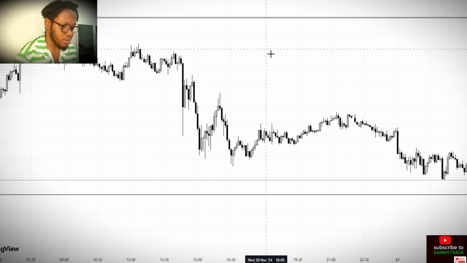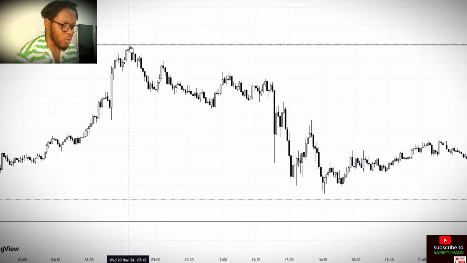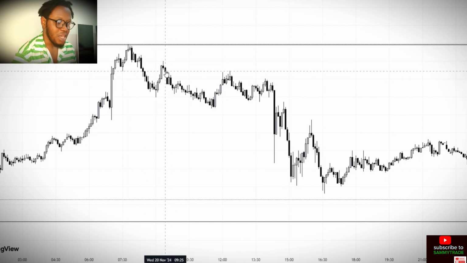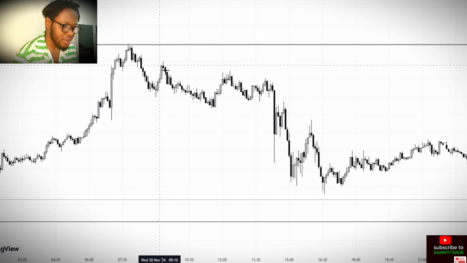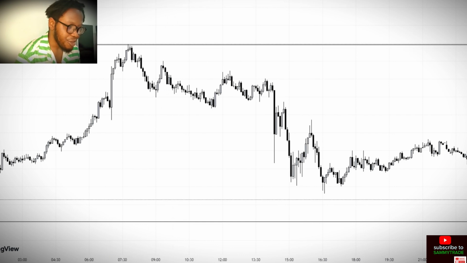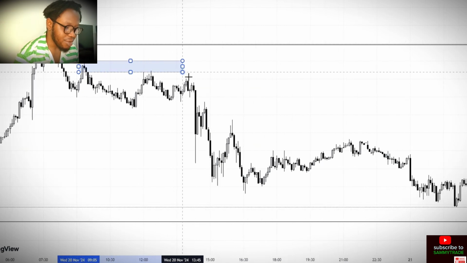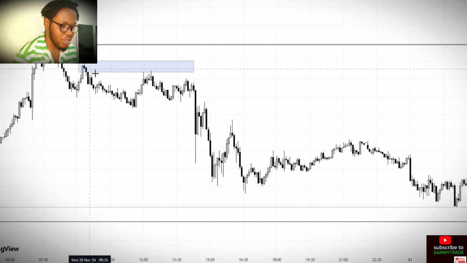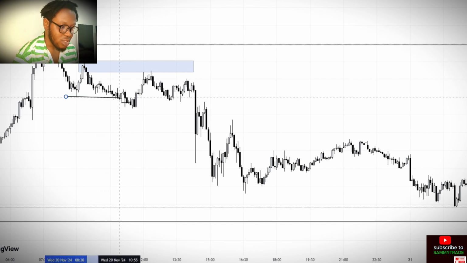At this point, price went tapping into that fair value gap that we drew out on the higher time frame and gave us a mitigation block, which is right here. It was like a refined mitigation block at this point. Right here, price gave us this mitigation block and broke structure to the downside.